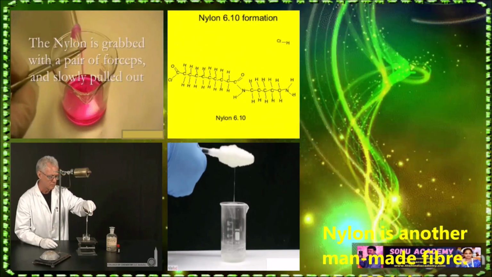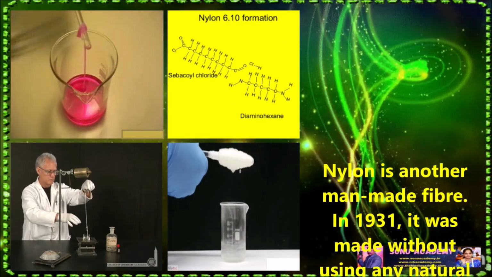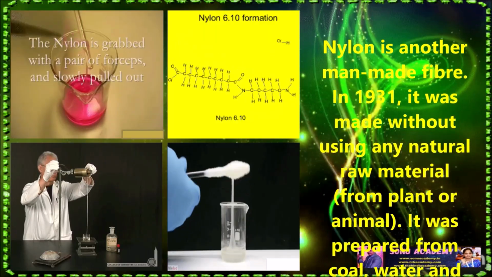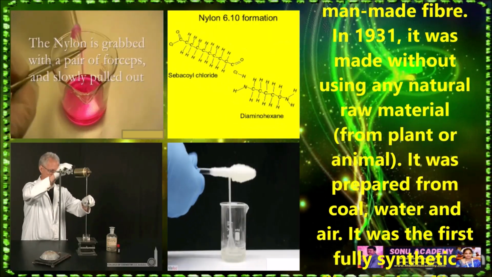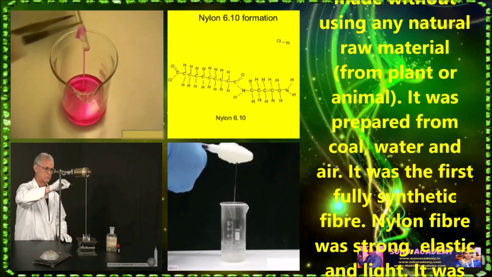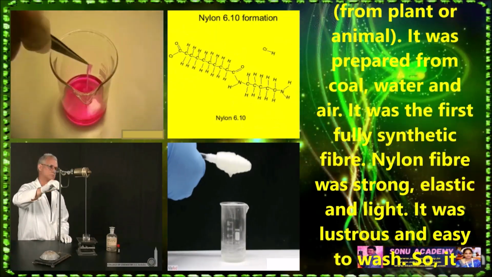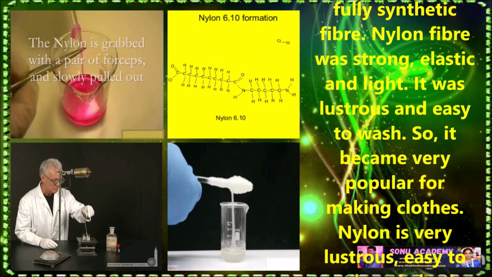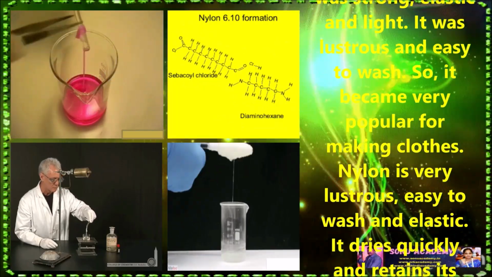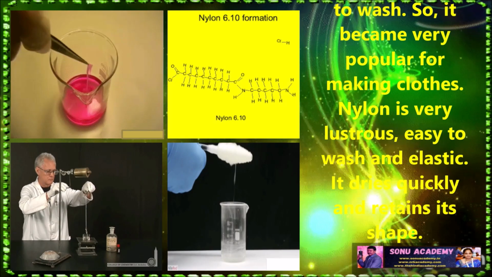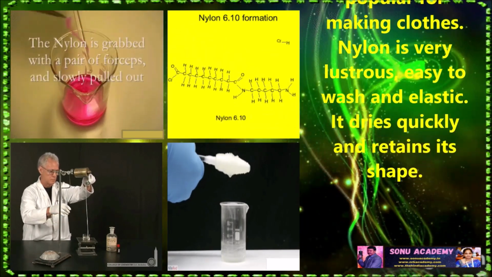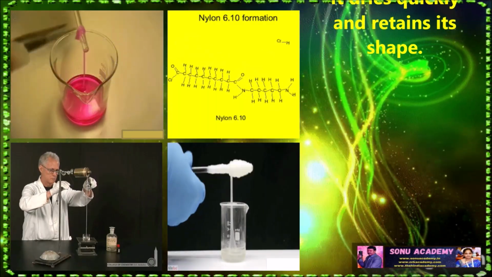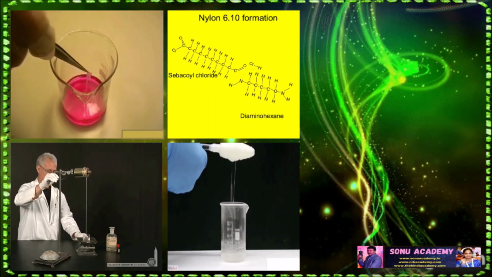Children, nylon is another man-made fiber. In 1931, it was made without using any natural raw material from plants or animals. It was prepared from coal, water, and air. It was the first fully synthetic fiber. Nylon fiber was strong, elastic, and light. It was lustrous and easy to wash, so it became very popular for making clothes. Nylon is very lustrous, easy to wash, and elastic. It dries quickly and retains its shape.